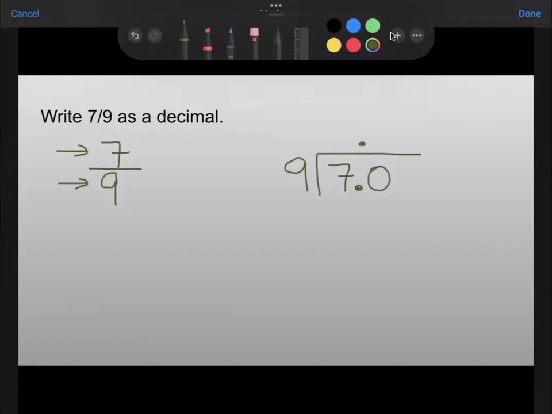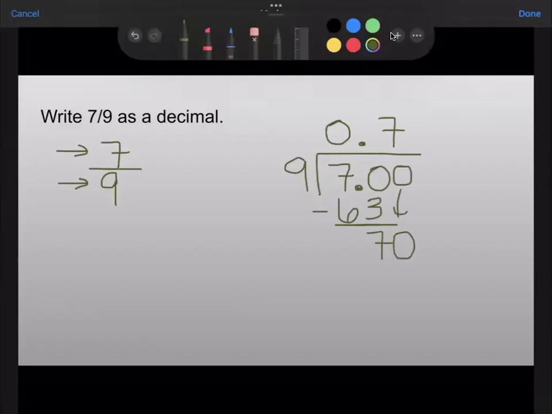Okay, so 9 does not fit into 7, so I'm going to put a 0 there. But 9 would fit into 70. I believe it would go, let's see, 9 times 7 is 63. I think that's as close as we're going to get. So I'll make that 63. When I subtract it, I have 7 left over. Since I can't have a remainder when I'm getting a decimal, I'm going to add a 0, bring that down and place it here.